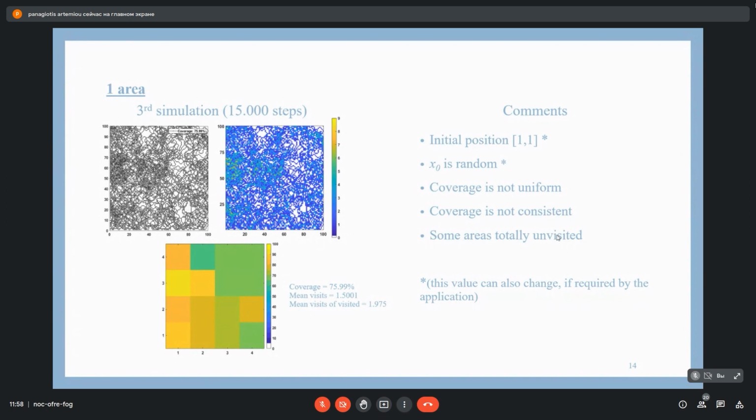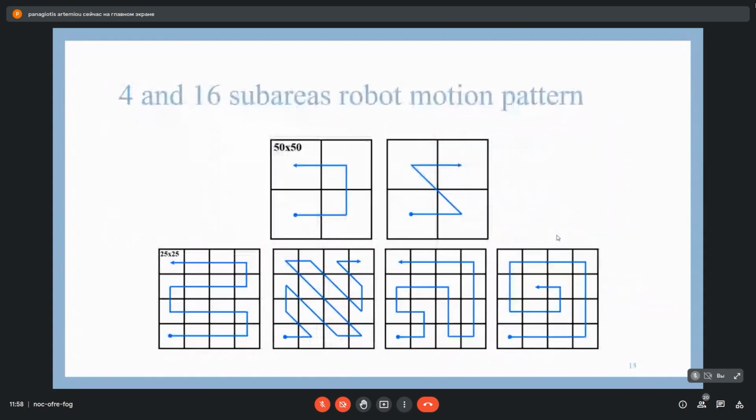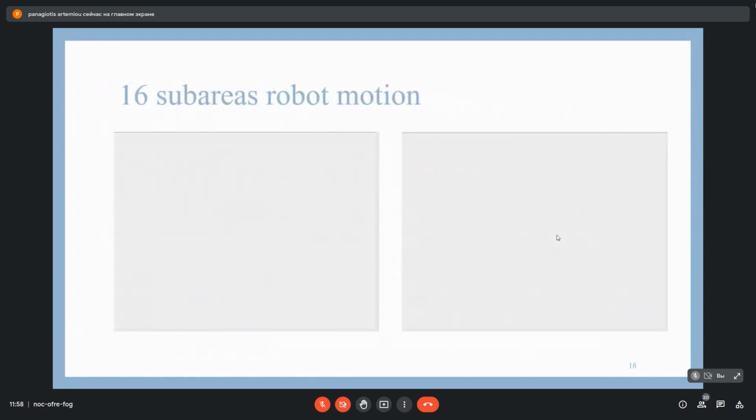We can see both in the third simulation and on the other 2 that the coverage is not uniformly distributed between the area, and there are some cells that are visited up to 10 times and others that are not visited at all. That's why we thought of dividing the area to 4 and 16 equal sub-areas.